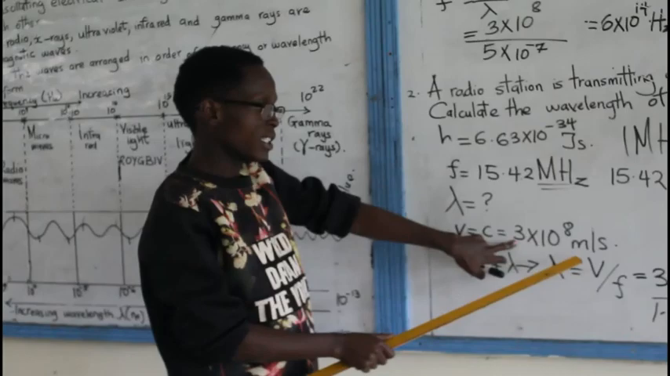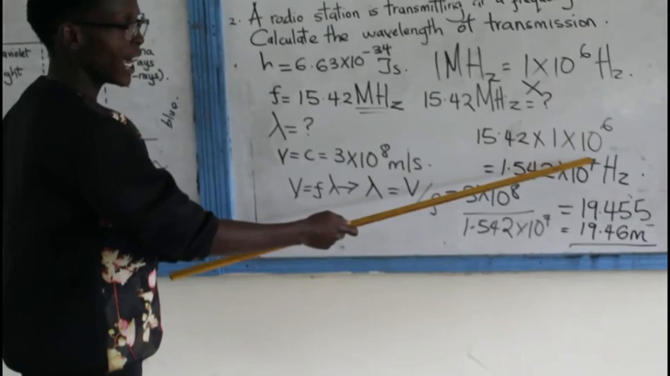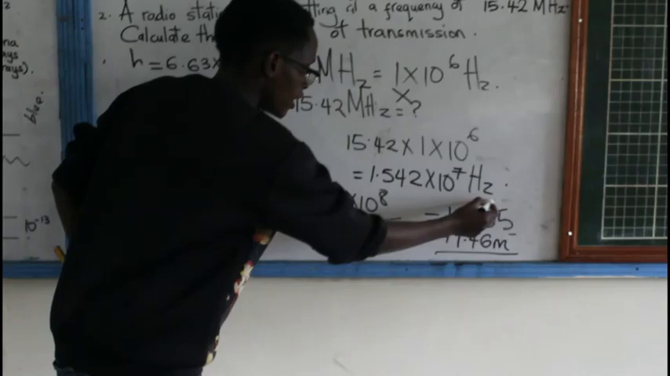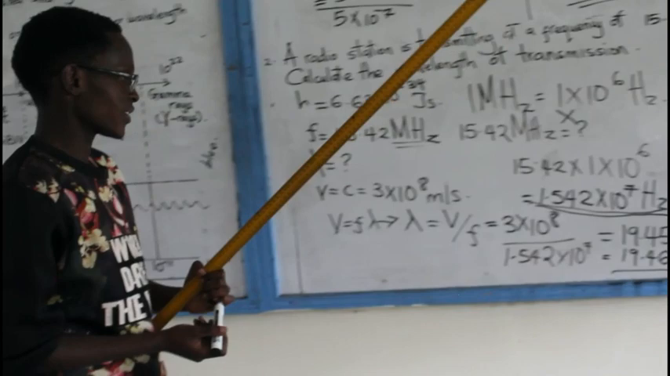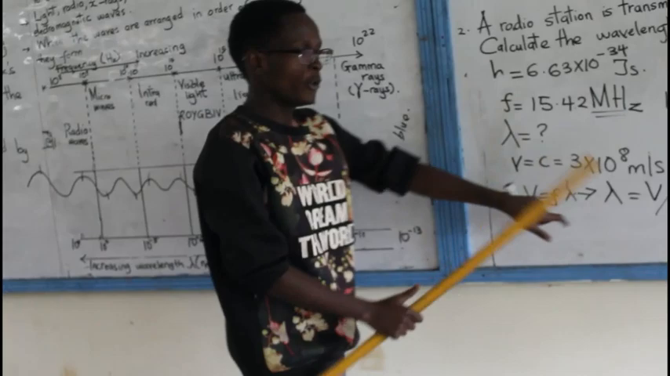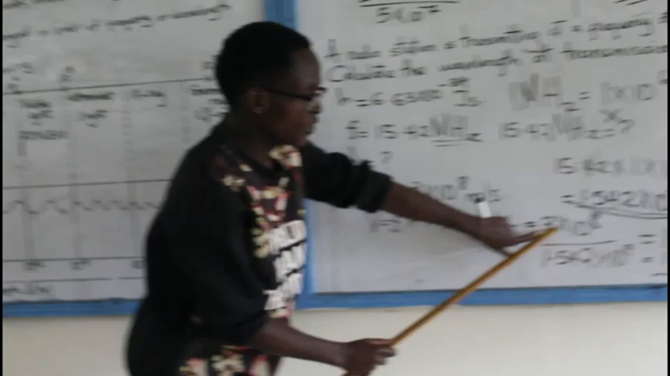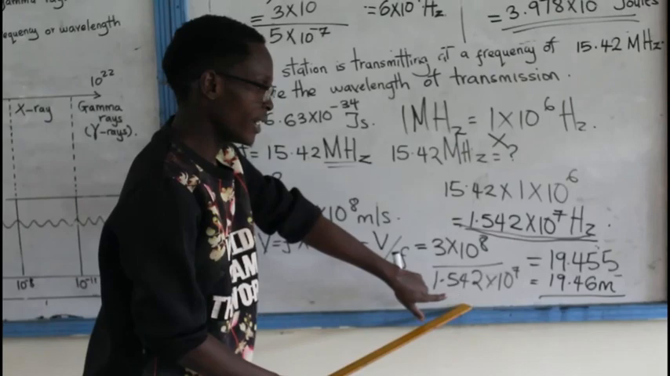So when we converted our frequency into normal units, the hertz, we found our answer is 1.542 times 10 power 7, which we used to substitute into the formula V is equal to F lambda. When we made lambda the subject of the formula, it gave us lambda is equal to V over F, which is 3 times 10 power 8, the velocity of light, all over the frequency we got. Dividing that gave us 19.455, which translated into 19.46 meters.